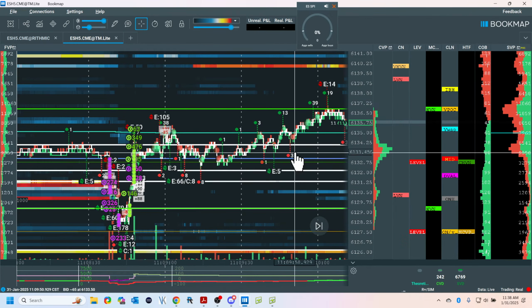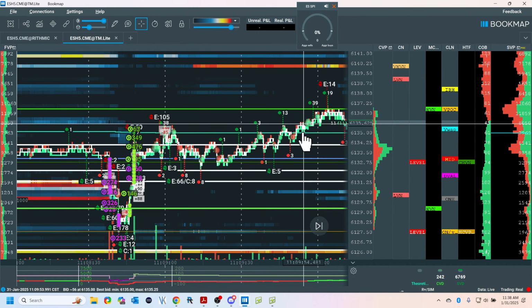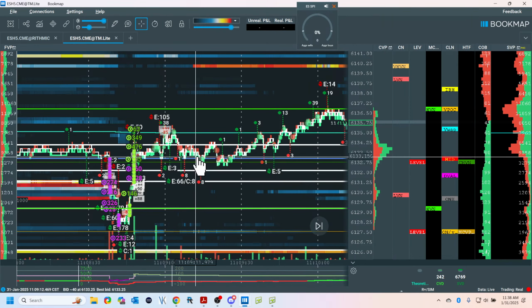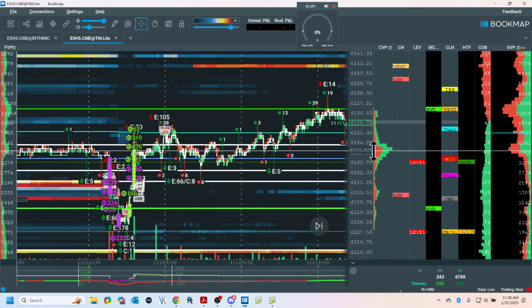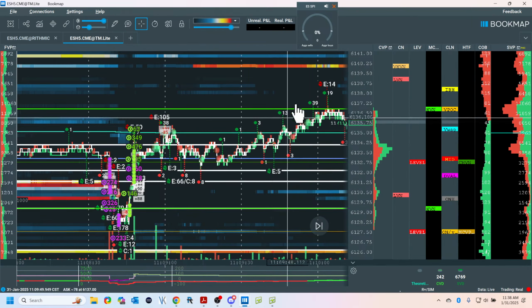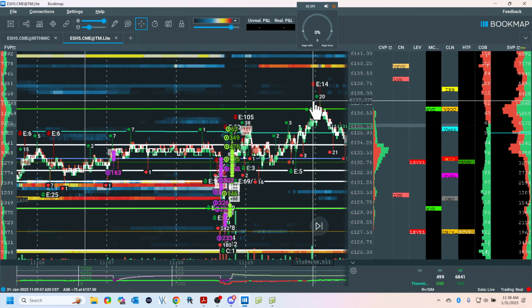So now we have to watch. Resistance is here. We have our volume here. This is our support right here now. And we break above it. Let's just see if we get location.